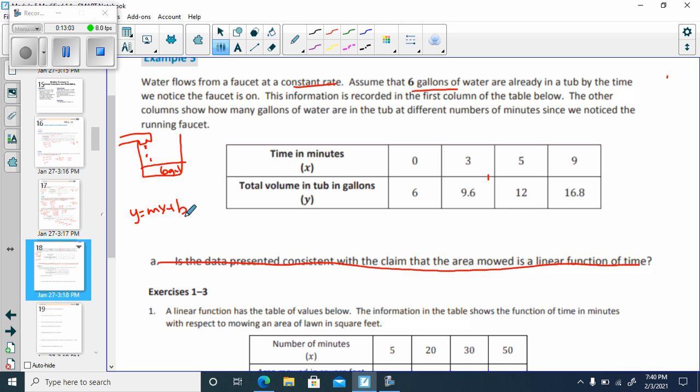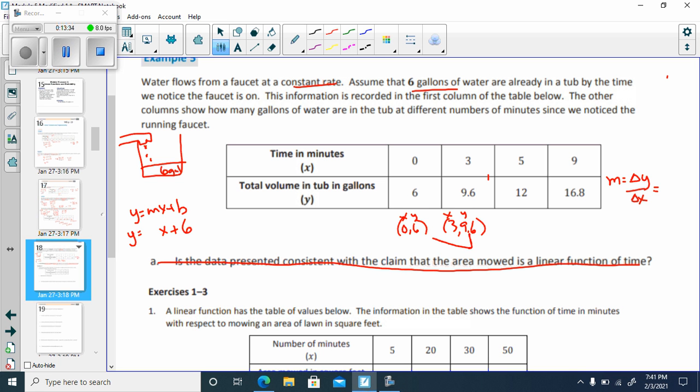Let's write the linear equation for this, okay? Well, we've got our b. It starts with 6. We need our m. We need our slope, okay? Well, we know that m is equal to change in y over change in x. So let's find the change in y. Here's our y's down here. See, this is a set of coordinates, 0, 6, and this is a set 3, 9.6. Here's your x, here's your y, here's your x, here's your y.